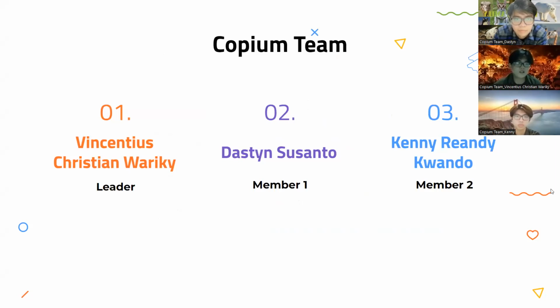Copium Team consists of me, Vincentius Preston Wariki as the leader, and two members. Member one is Dustin Susanto, and the second member is Kenny Randy Kwando.